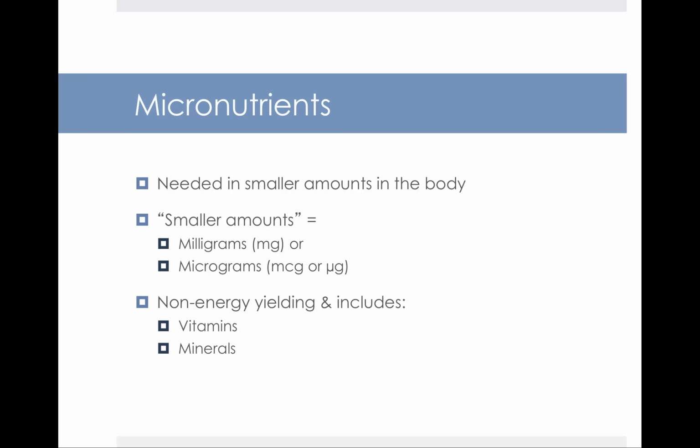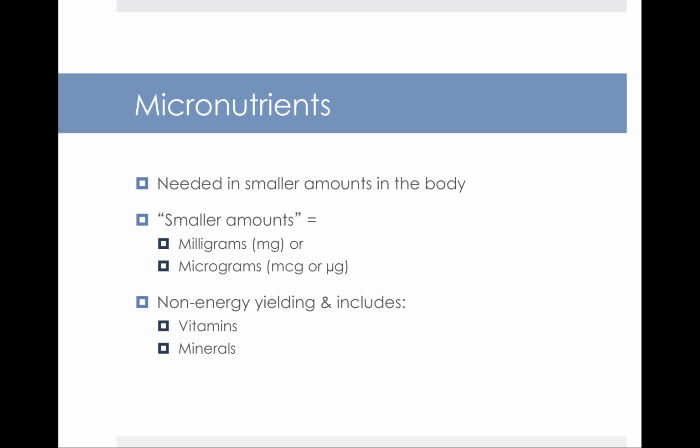Now we're moving on to the section of our course where we're studying the micronutrients. And micronutrients are needed in smaller amounts in the body. Smaller amounts indicate milligrams or micrograms. Micrograms can be abbreviated mcg or the symbol for micro, which is the backwards U next to a little g. Milligrams are abbreviated little m, little g.